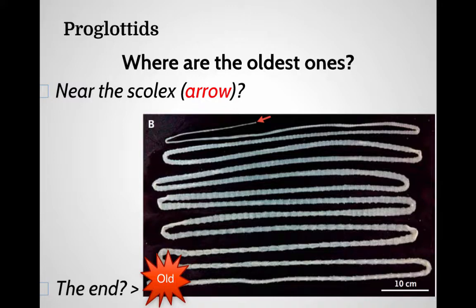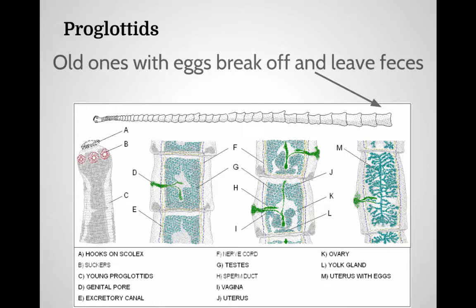New ones form directly behind the scolex, and as they age, they get larger and larger, become sexually reproductive. Eventually, the older ones become fertilized, develop eggs, and then break off, leaving the host organism with the feces in order to complete the life cycle in other hosts.